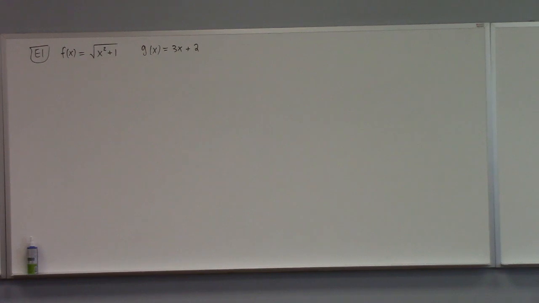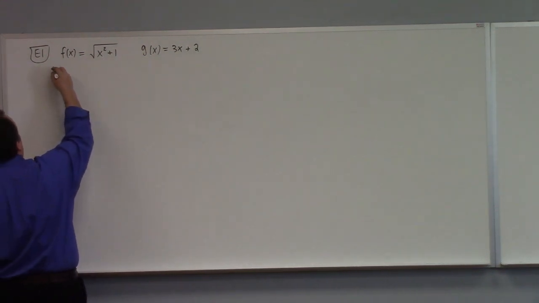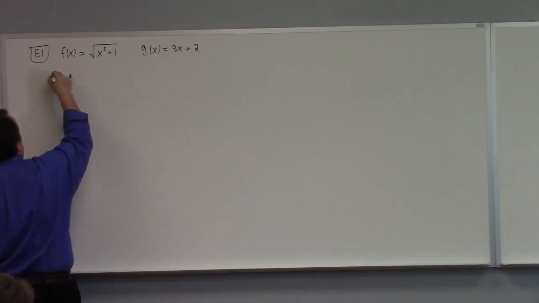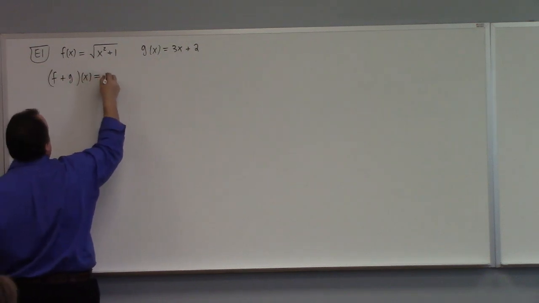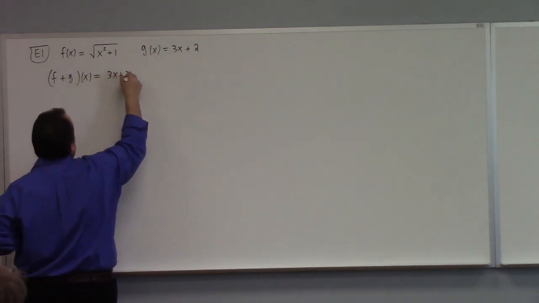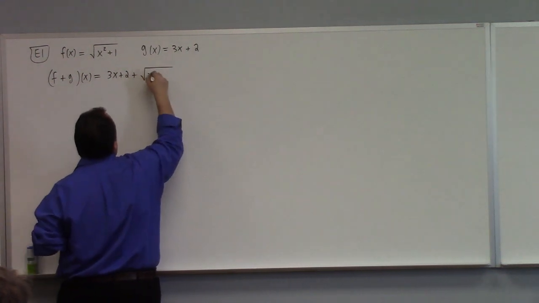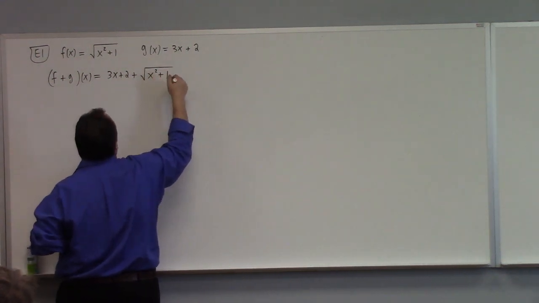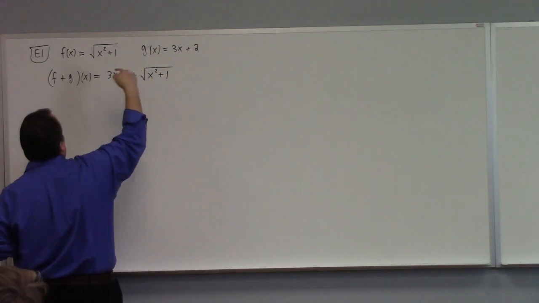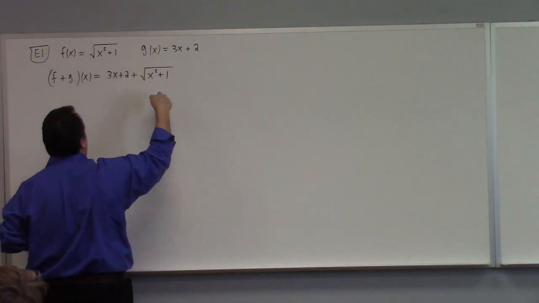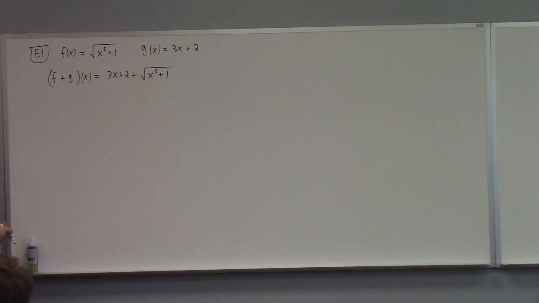What is f of x plus g of x equal to? So f plus g of x is equal to what? 3x plus 2 plus the square root of x squared plus 1. Sure, and you did the g of x formula first and the f of x formula second, but that's fine because they commute, right? Totally fine. Now you got to be careful.